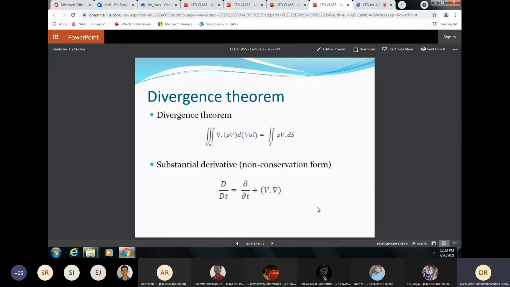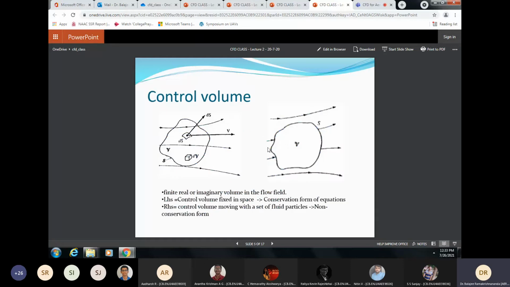We now go to one of these formulations. On the left-hand side you see a triple integral of some quantity d volume. The right-hand side is a double integral of rho V dot dS. So look at the right-hand side first. Compare with the left-hand side figure here. S is the surface covering this volume. Now you are evaluating the integral only on the outer surface of this volume.